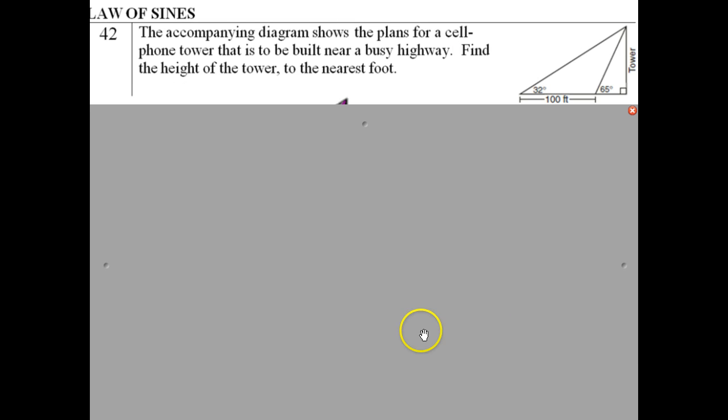Our next question is the law of sines question. We have a double triangle question. Sometimes they don't give you the picture. This one does. So we want to know the height of the tower to the nearest foot, and we're given some angles of elevation, one right triangle, and we're given that the distance between those two measures is 100 feet.